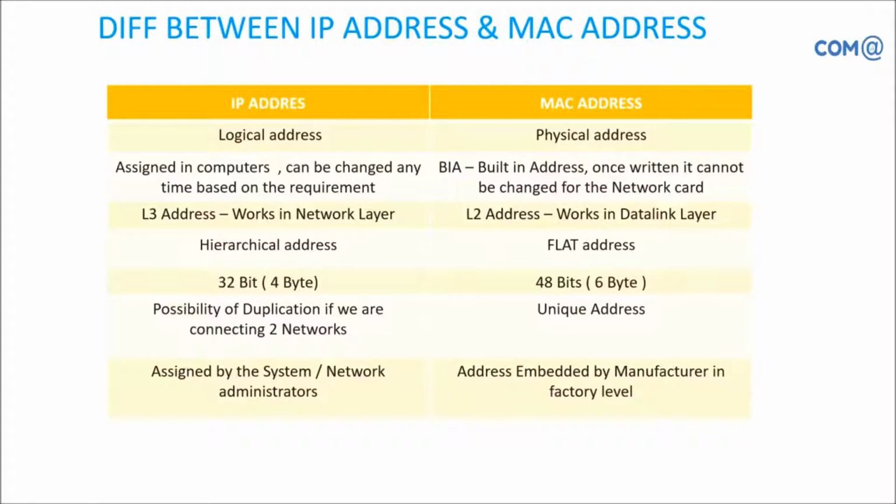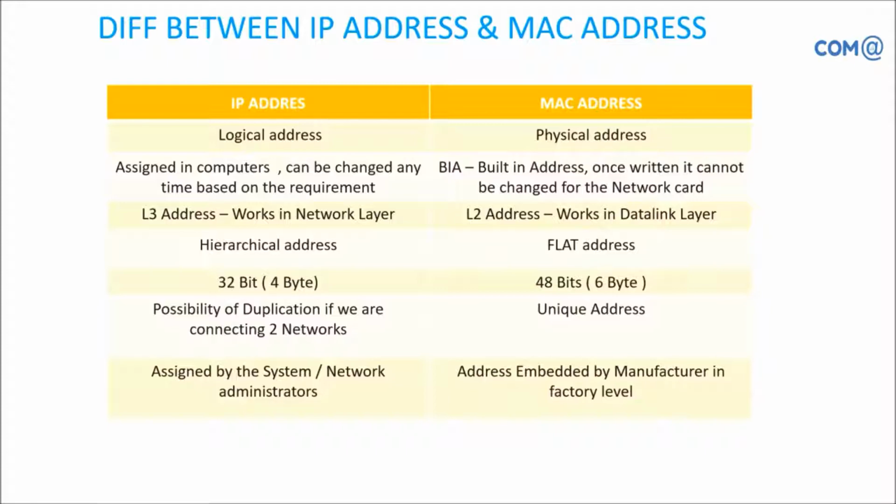It follows a hierarchical format and it is a 32-bit or 4 byte address split into segments. We call each an octet. And there is a possibility of duplication, because if I go with static allocation of IP addresses, there is a possibility I would have assigned the same IP address which is given to another server. So we go for DHCP support so that the server takes care of assigning the IP address to all the endpoints. So this is assigned by the system administrator, DHCP servers or the network administrator. This is the logical kind of address and is managed by the administrator.